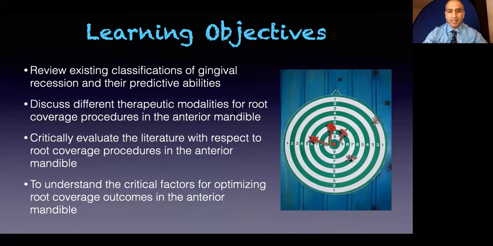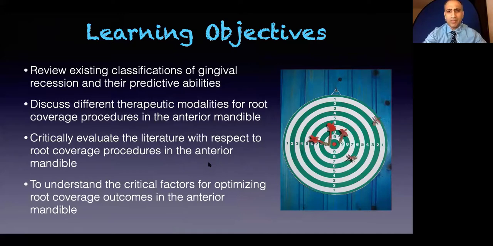We're going to be spending the next hour, 15 minutes talking about the mandibular anterior in specific, particularly with respect to root coverage outcomes treating gingival recession. We're going to review existing classifications of gingival recession and how they're able to predict our treatment outcomes. We will, of course, spend a great deal of time talking about the different treatment options for root coverage in the anterior mandible. And of course, I'd like to keep all my lectures evidence-based.